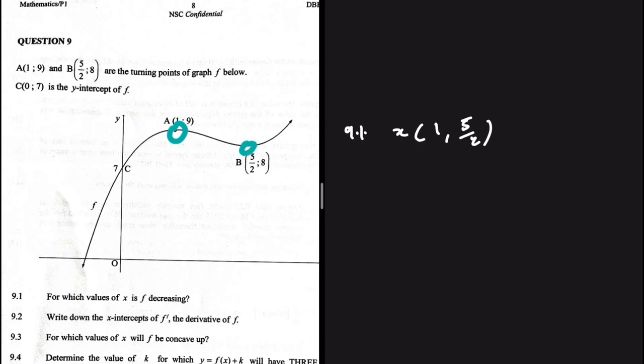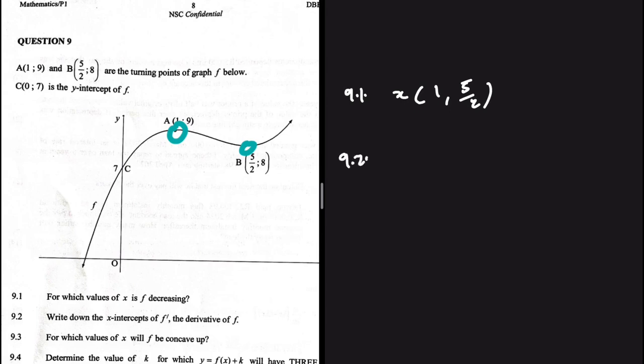So we're not supposed to include 1 and 5 over 2, which I think probably, most definitely, some people did include those 2 points. But if you think about it, we're not supposed to include them. The function is stationary at a and b. That's why the turning points are sometimes called the stationary points. Okay, so that is 9.1.